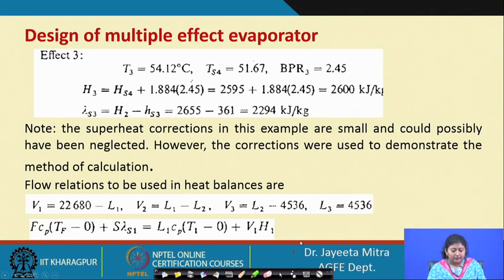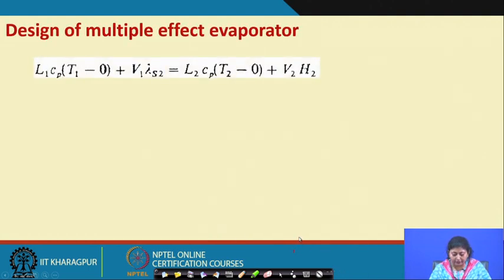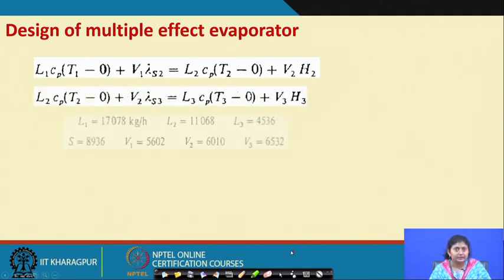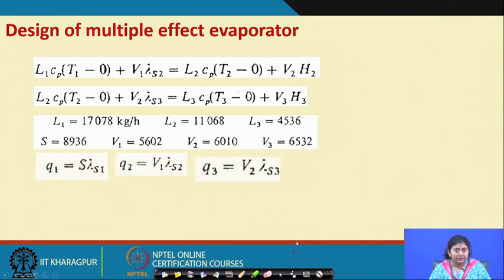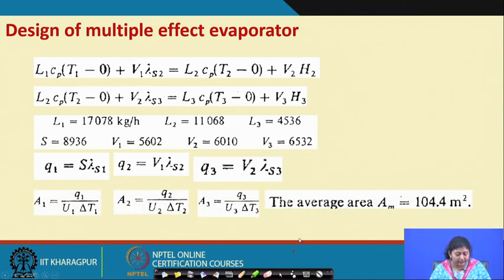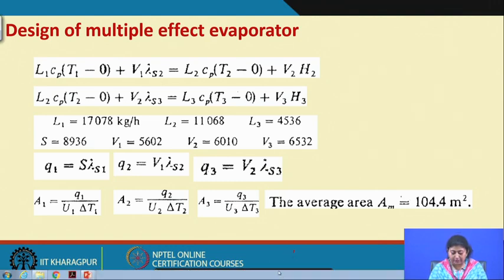So, this way, doing the overall balance, solid balance and enthalpy balance, we can calculate the total vapor that is generated and also calculate the total heat transfer area. Once we have got all the values of the streams, we can calculate Q1, Q2, Q3, the heat transfer, and find out the areas A1, A2, A3. If the areas are almost equal within 10% variation, our iteration stops here. So, thank you. We will stop here.